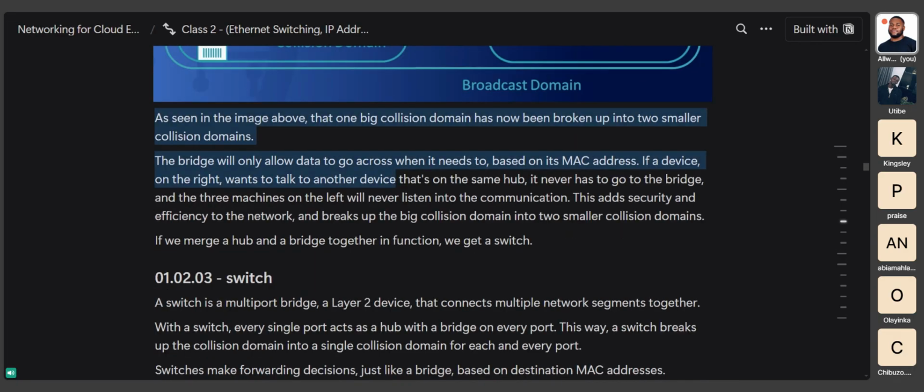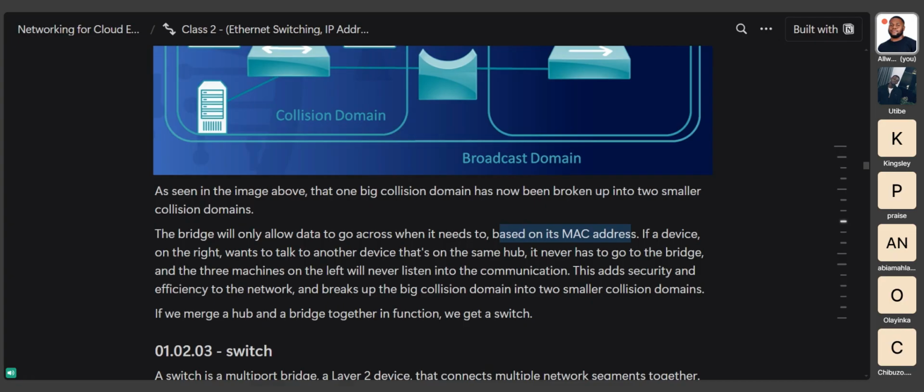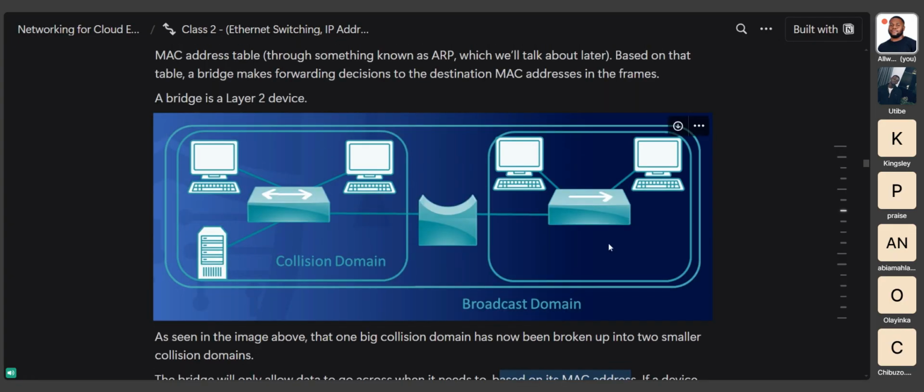I go on to explain everything I just said here, but let me see if I'm missing anything. As seen in the image above, that one big collision domain has now been broken up into 2 smaller collision domains. The bridge will only allow data to go across it when it needs to, based on its MAC address. Let me explain this, but I'll be brief.